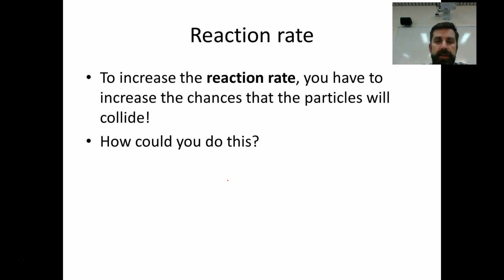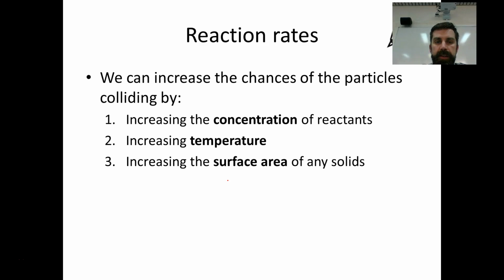So if we want to increase the reaction rate, so the speed that the chemical reaction occurs, then we have to increase the chances that those particles are going to collide. Well, how are we going to manage to do that? So there's basically three ways you can do it. You can increase the concentration of the reactants, you can increase the temperature of the reactants, and if one of the reactants happens to be a solid, then you can increase its surface area.